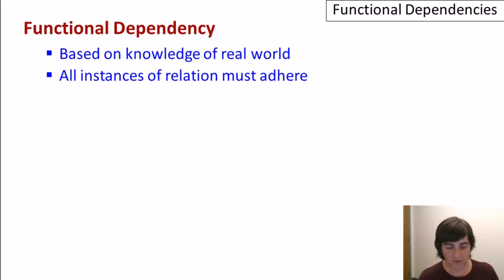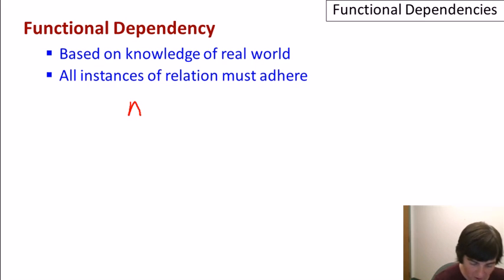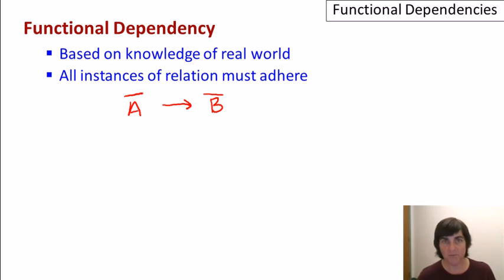So we've seen the motivation for a functional dependency in a relation. A functional dependency for a relation is based on knowledge of the real-world data that's being captured. And when we specify one, just like specifying keys, all instances of the relation must adhere to the functional dependency. So just to summarize, we say that a set of attributes A functionally determines a set of attributes B if, again, anytime tuples agree in their A values, they also agree in their B values.